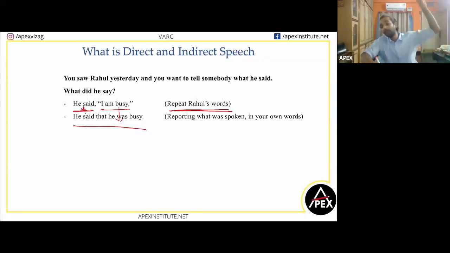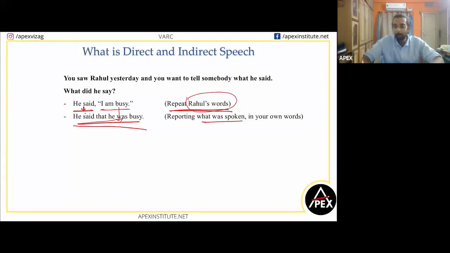ఆరె వాడు బిజీగా ఉన్నాను అన్నాడురా is the second way of saying it, correct? So that second way of saying it is this: He said that he was busy. Okay, so what are we doing here? The first way is you're repeating what Rahul told you exactly. Second thing is you're repeating what was spoken but in your own words.